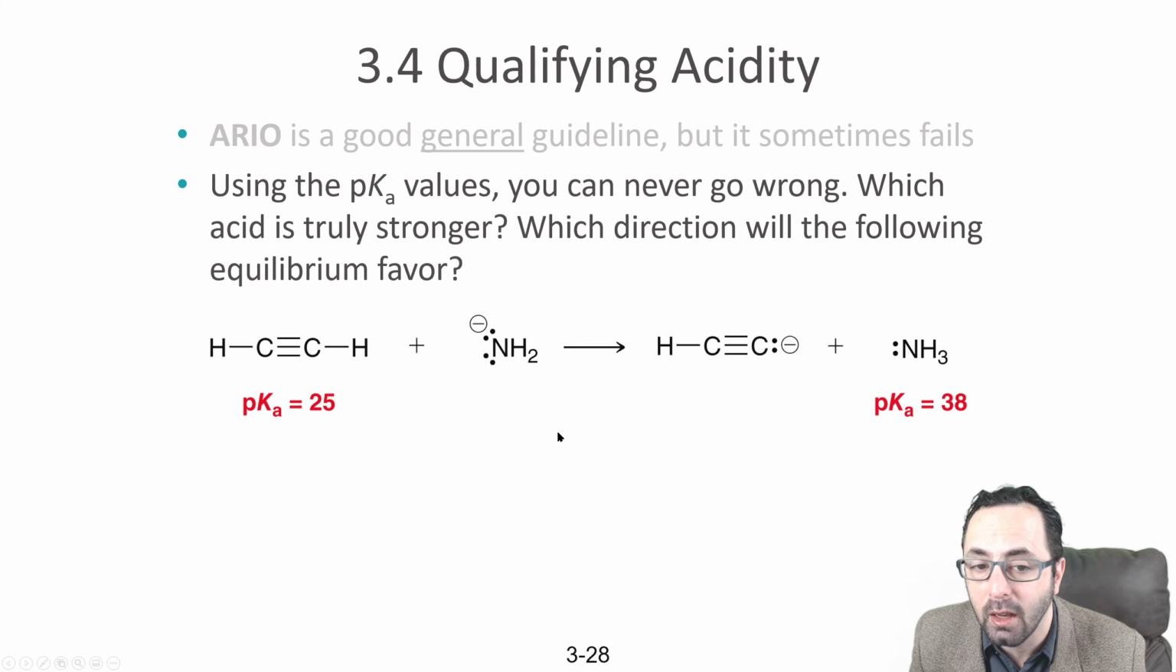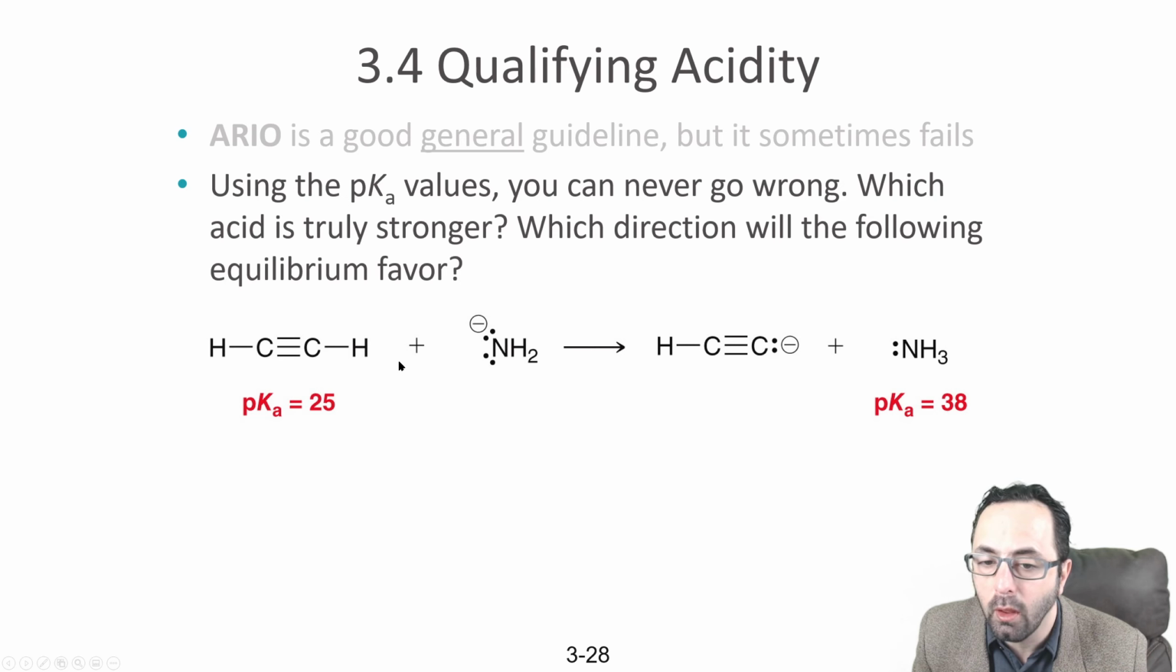So here's an example. This example shows us going from this stronger acid, relatively speaking. Here we have the conjugate base of ammonia. Here's one of our acids, ethyne, or acetylene. And here's the other acid that we wanted to compare, ammonia. Remember, the reaction is going to go from the stronger acid to the weaker acid.